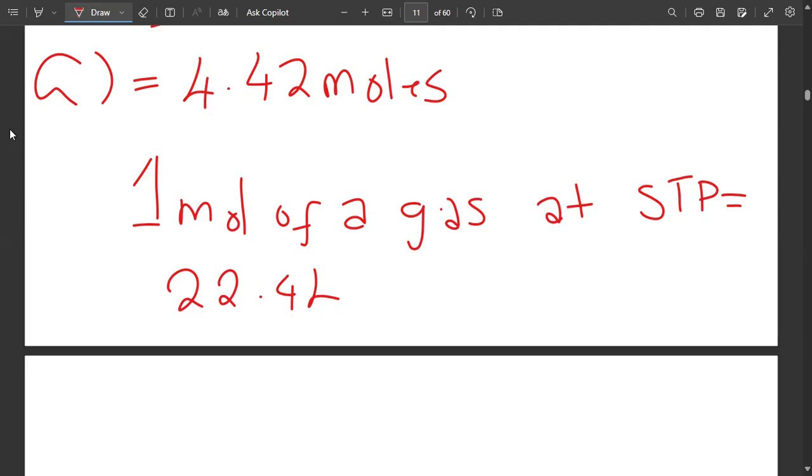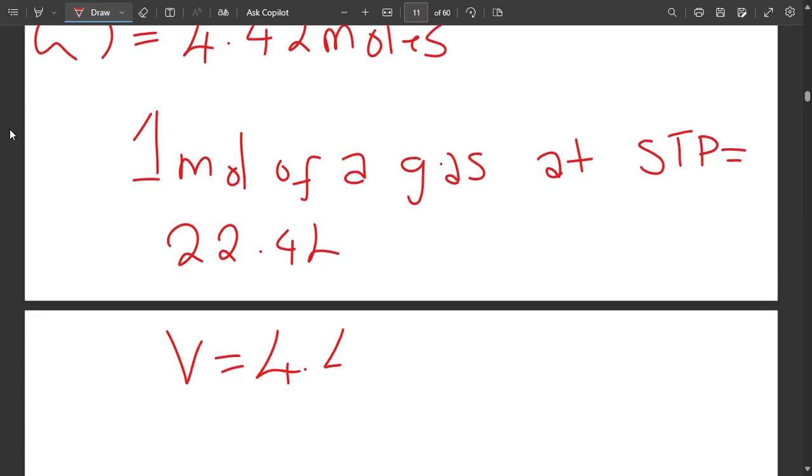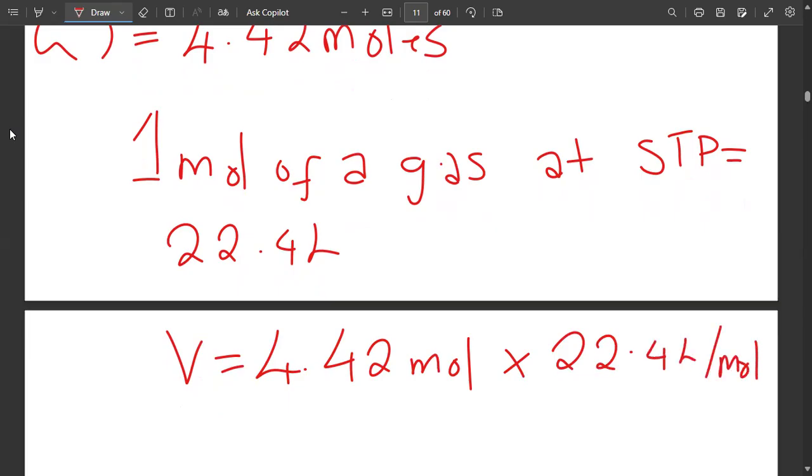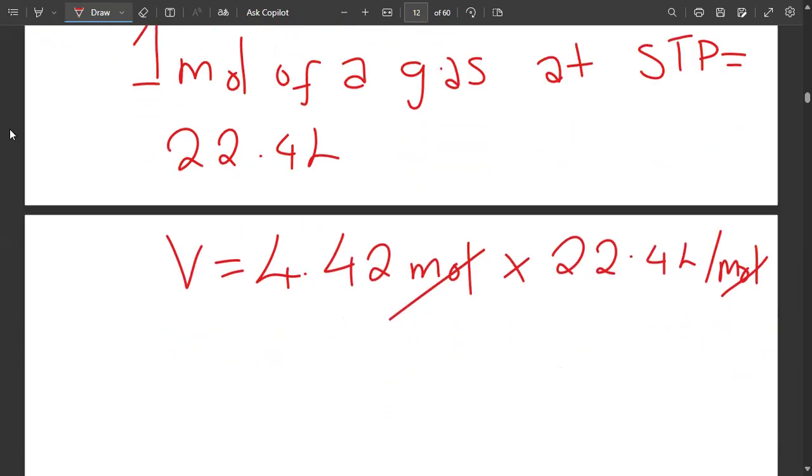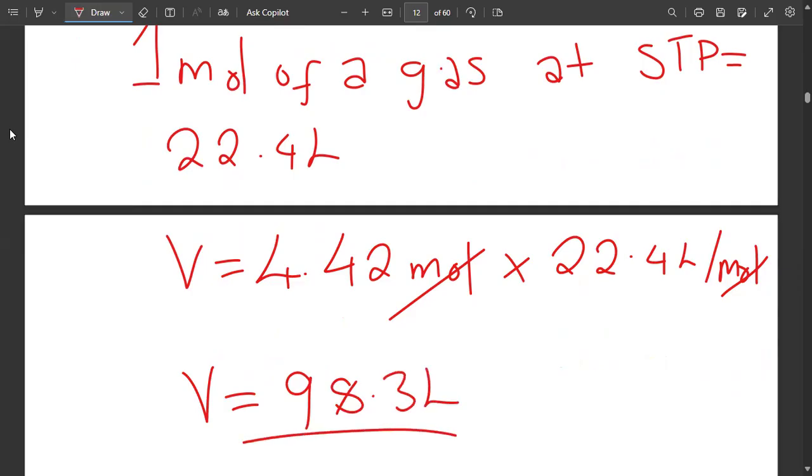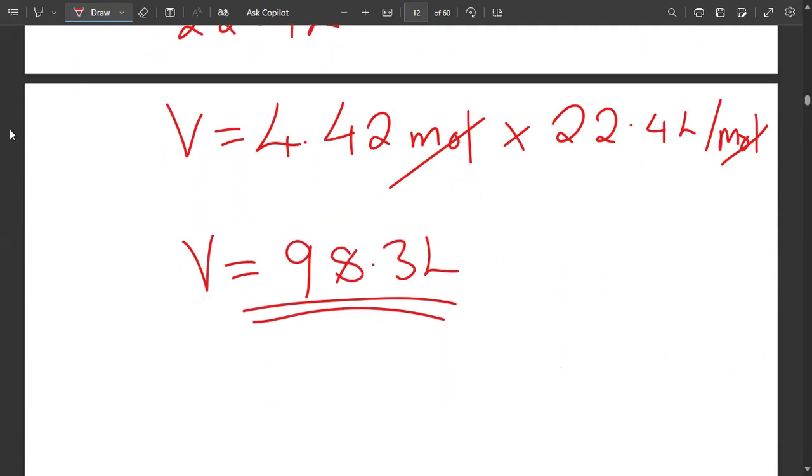Because what are we going to do? We're going to say volume is equal to 4.42 moles multiplied by 22.4 liters per mole. The mole and the mole cancels out. That means we're going to have our volume being equal to 98.3 liters, like this.